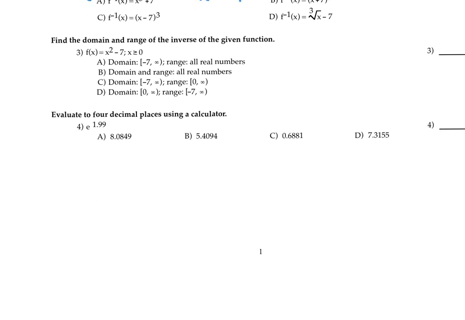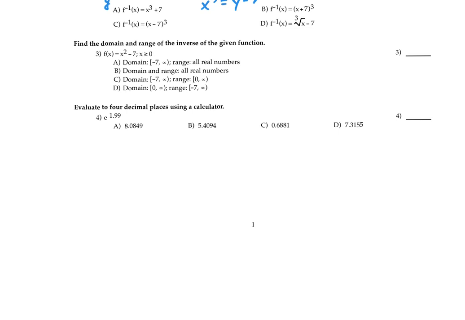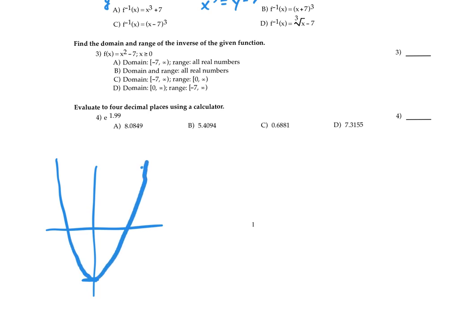Okay, number 3 is a little bit tricky, because of this extra piece of information right here, x is greater than or equal to 0. If I graph x squared minus 7, it's going to look something kind of like that. Okay, you can put it into the calculator and get your graph. This is kind of like number 1, except that we're talking about domain and range. We're not graphing it.